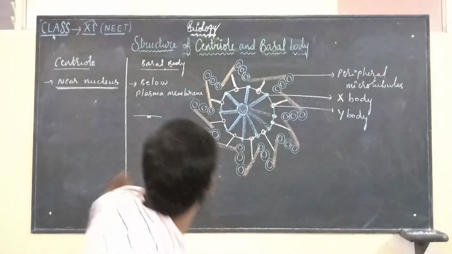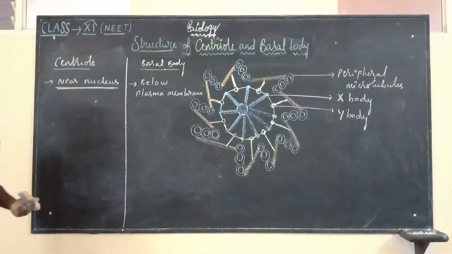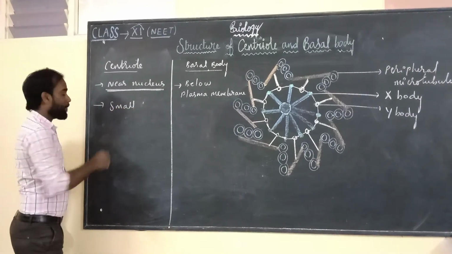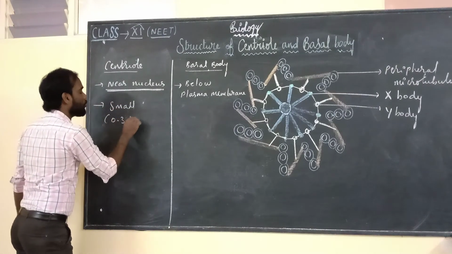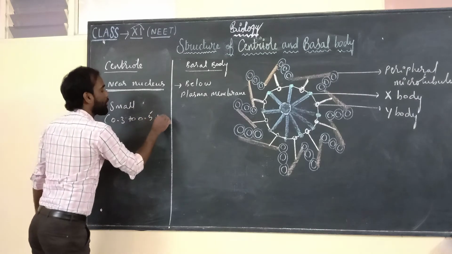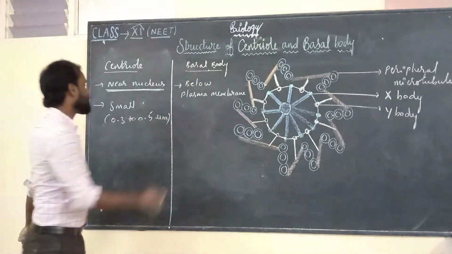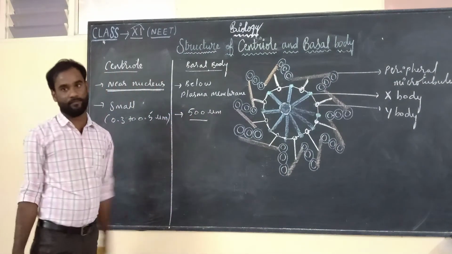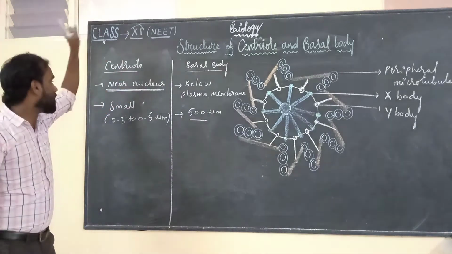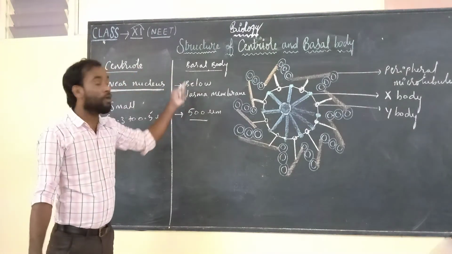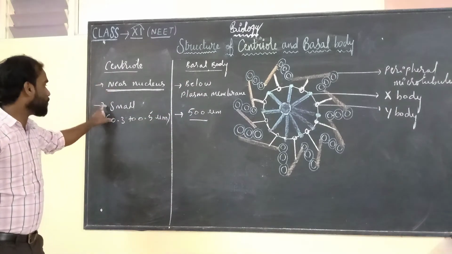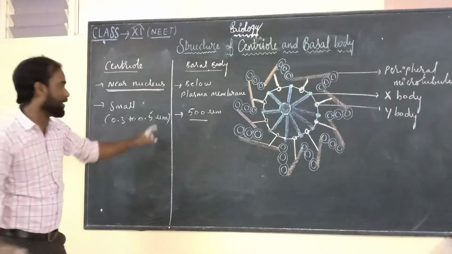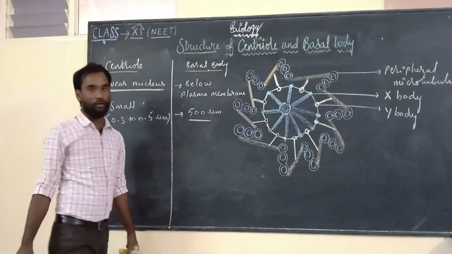Okay, next, second point, measurement. The centriole is small. It measures only about 0.3 to 0.5 micrometers, whereas basal body measures about 500 micrometers, which is large. First, location: centriole near nucleus, basal body below plasma membrane. Centriole, small structure, 0.3 to 0.5 micrometers. Basal body is 500 micrometers.